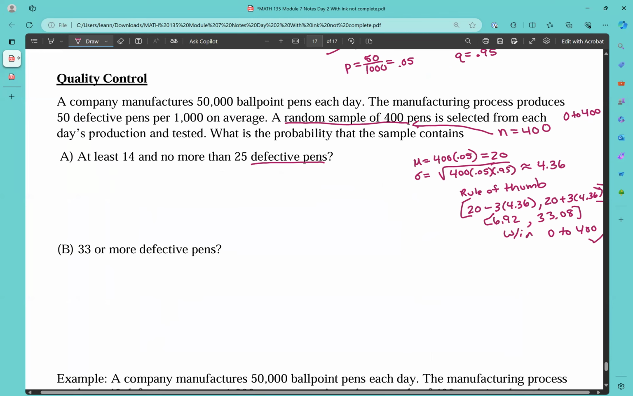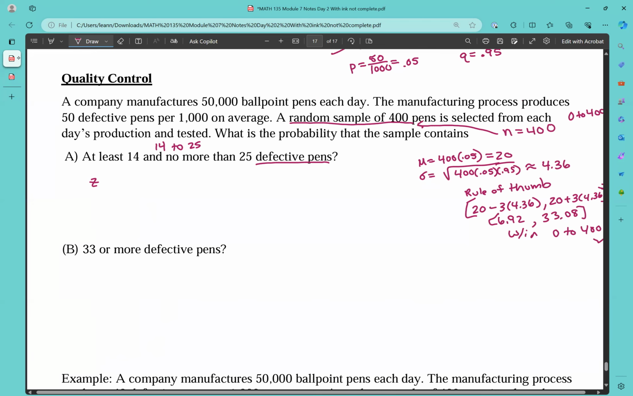Okay, so when we look at this from at least 14, that means we include 14, to 25, no more than. So it's okay to have 25, just no more than that. We're doing inclusion on both of those. So that means we need to do a z-score of 13.5, a half step down to make sure we get the whole bar of 14, and a half step up on 25, so 25.5. Always with the between ones, if you're including the endpoints, it's a half step down and a half step up on the endpoints. The lower one is the half down. The upper endpoint is the half step up.